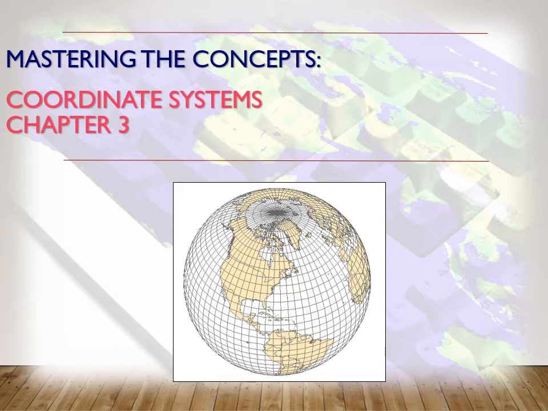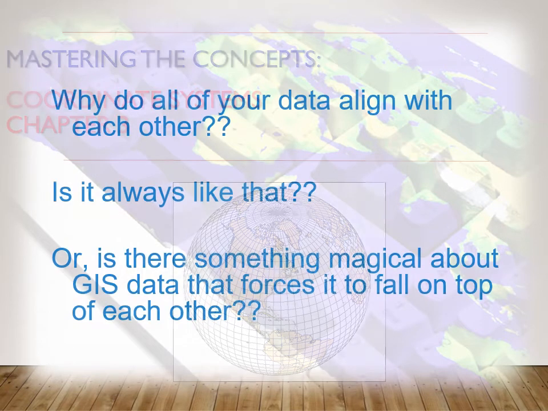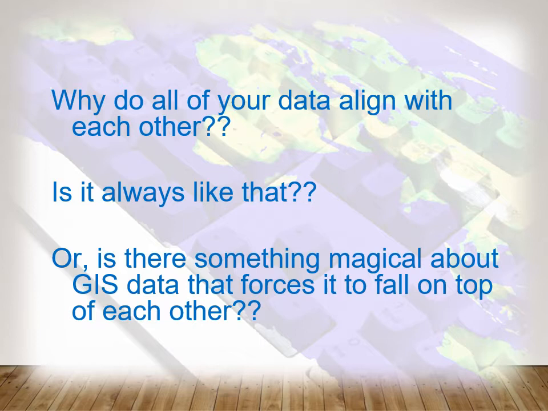I want to give you the theory about using coordinate systems and projections and geographic coordinate systems, and then we'll see how they play out in ArcGIS. So you might be wondering, since we've already done a couple of labs, why all of your data fit on top of each other? Why do they align? And is it always like that? Or is it just something magical that happens in ArcGIS where everything seems to be placed at the exact locations where they should be? Well, the reason why data align is because of its underlying coordinate system.